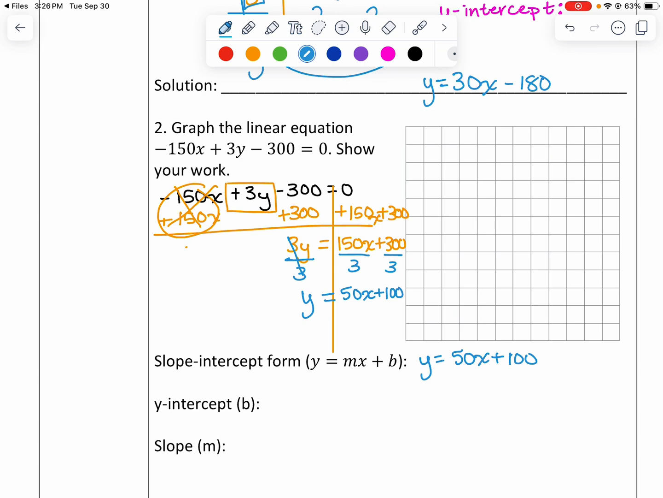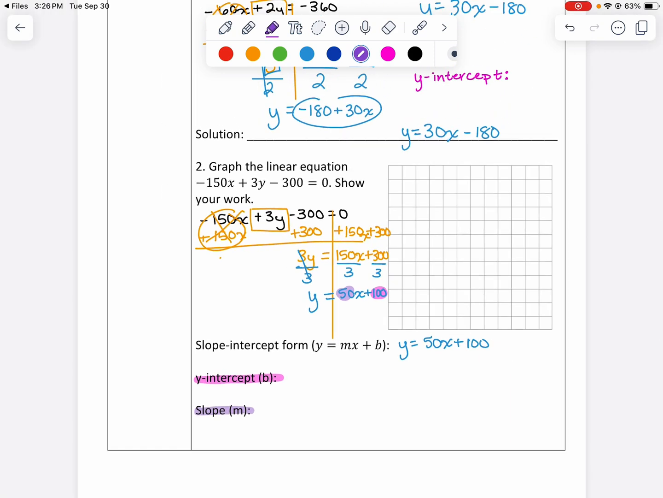Okay, and remember my y-intercept is right here, and my slope is here. So now I want you guys to take that information and put it on the graph right here. So your job is to take this line and graph it.